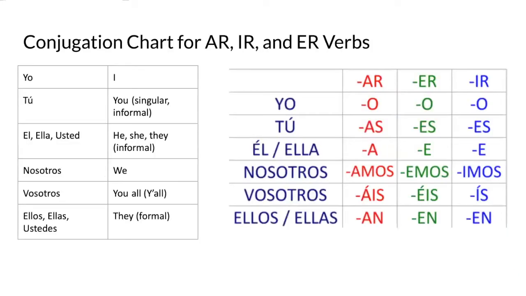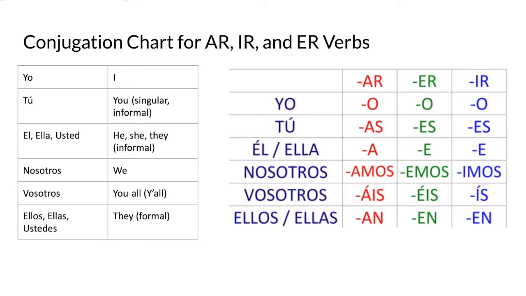And then this is the conjugation chart. So here on the left, we have the subject. And then on the right, we have the subject and the verb endings. So the translations for the subject: yo is I, tú is you, él, ella, usted is he, she, you, informal. Nosotros is we, vosotros, you all or y'all. Ellos, ellas, and ustedes is they, formal.